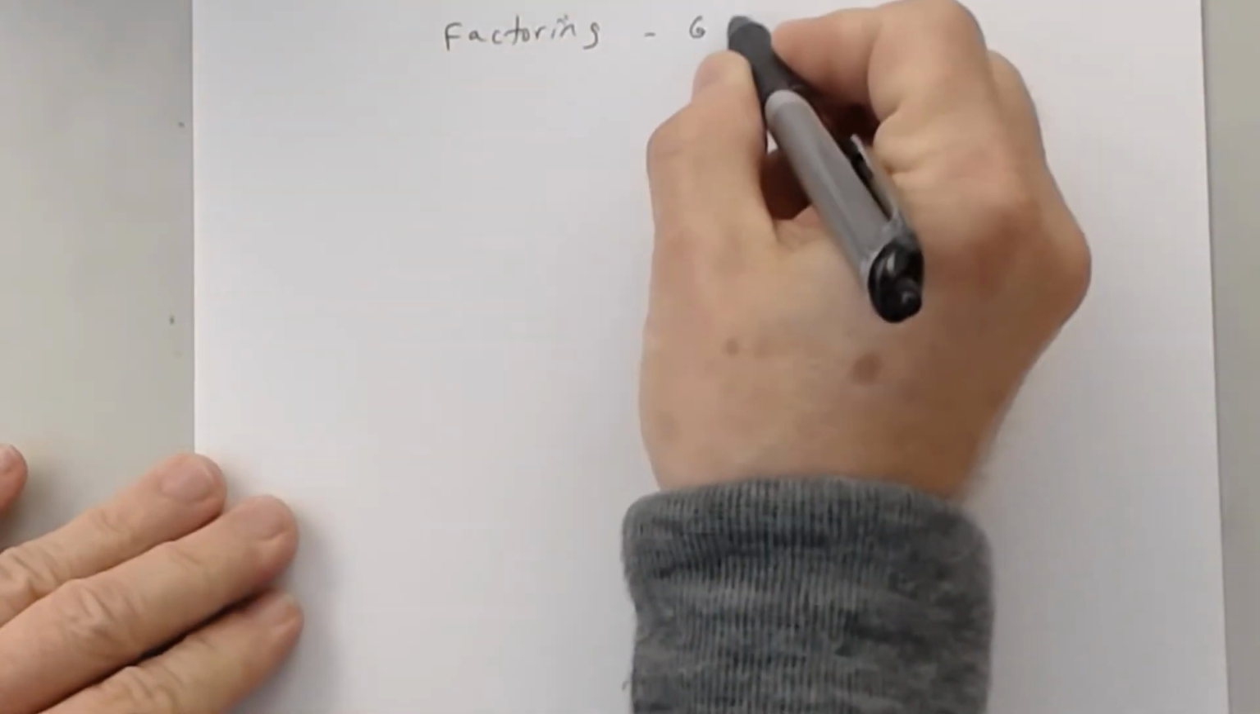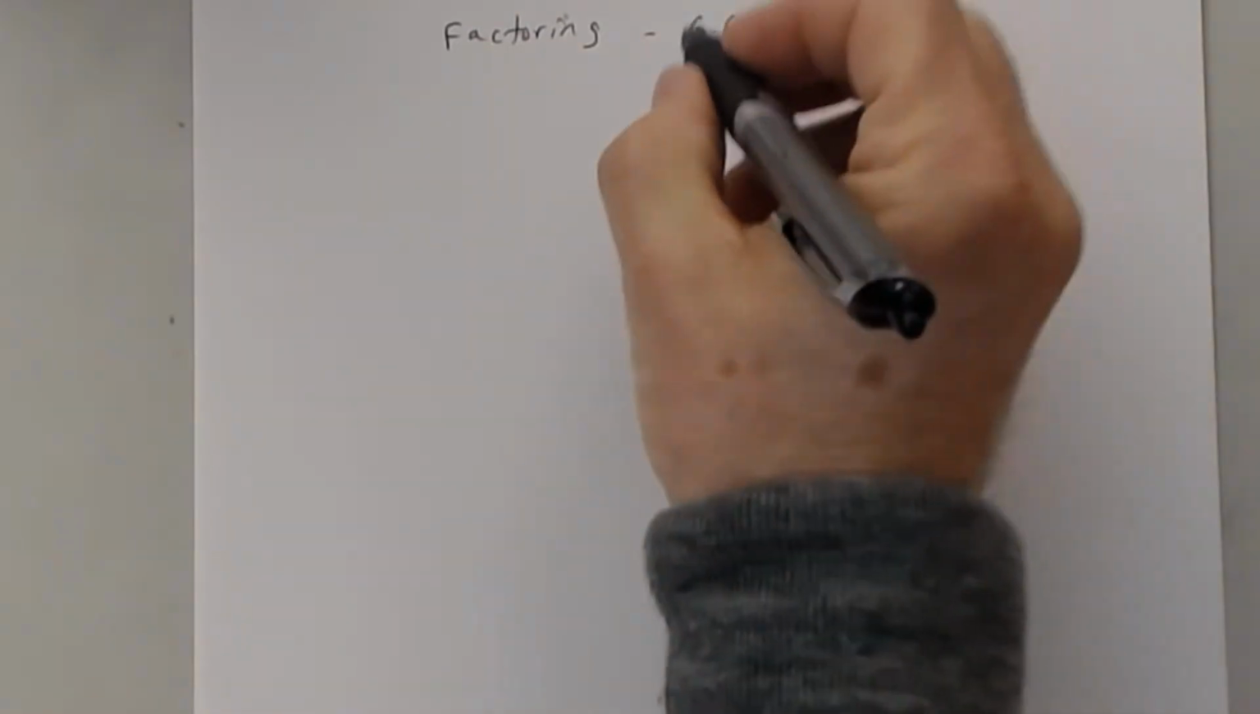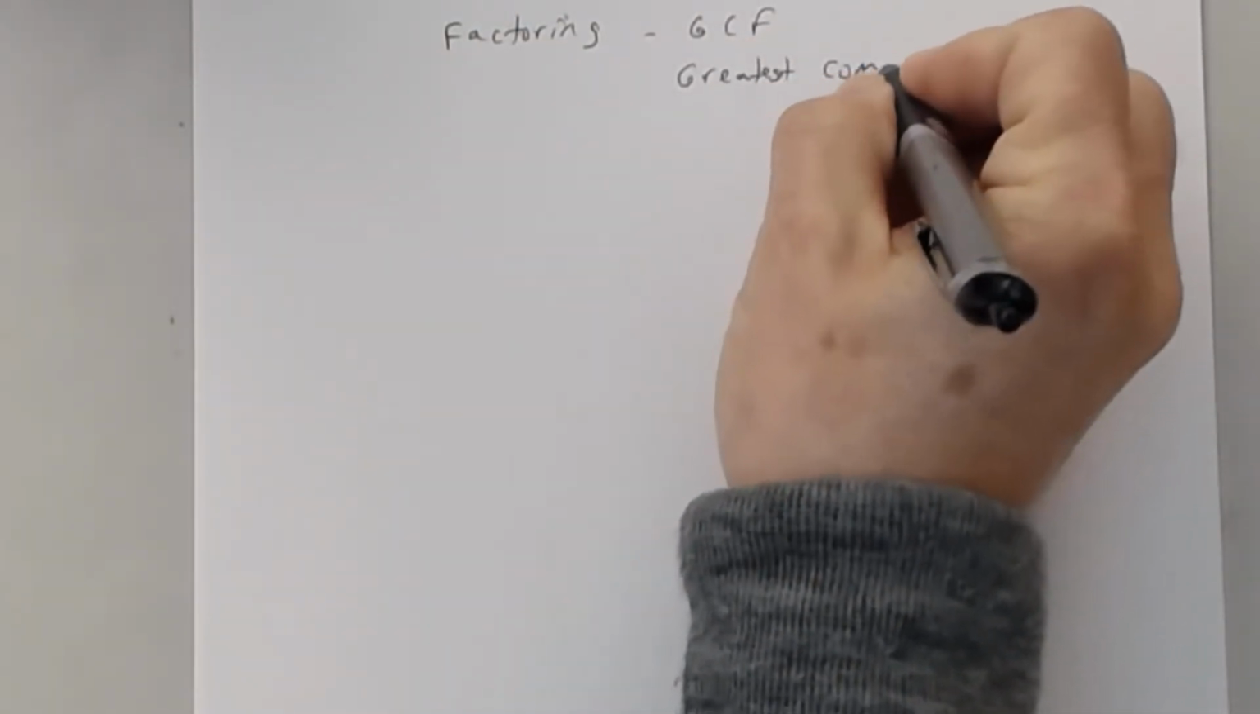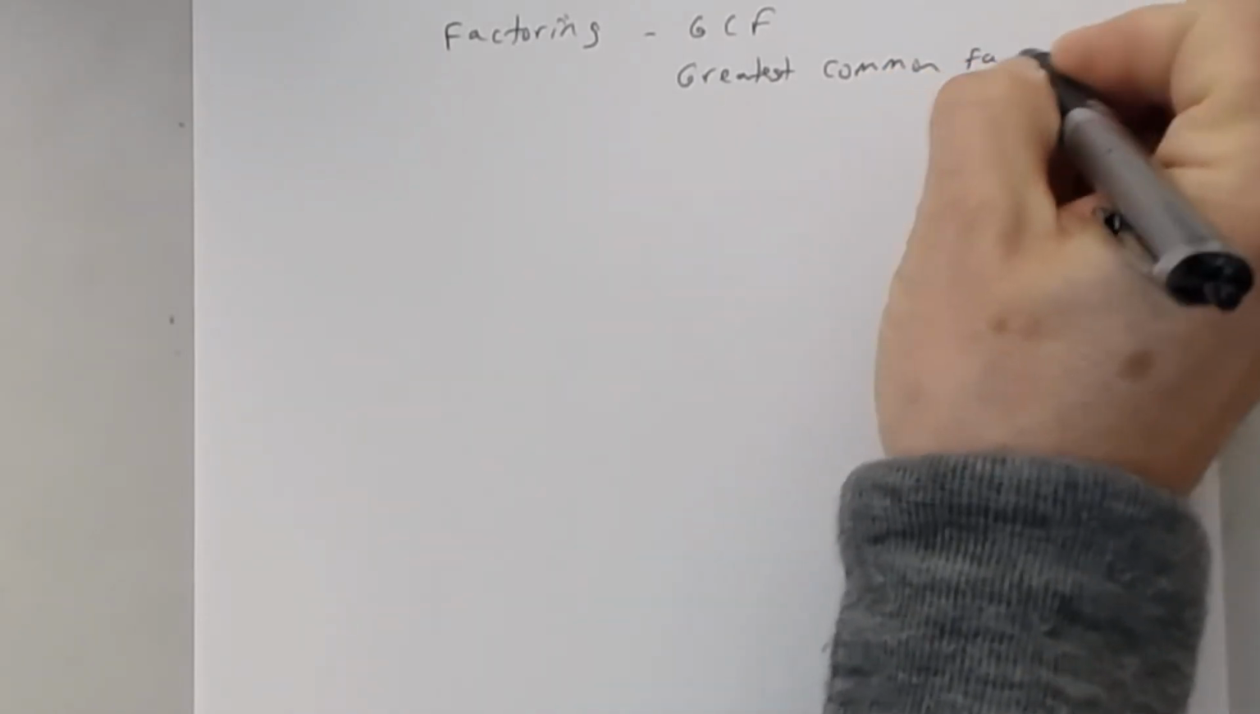In terms of factors, the first thing we're going to talk about is what's called the GCF. Do you remember what the GCF stands for? Greatest common factor. That's what the GCF stands for. Notice in those three words, we have the word factor, we have common factor, we have the greatest. So those three words each distinctly mean something.